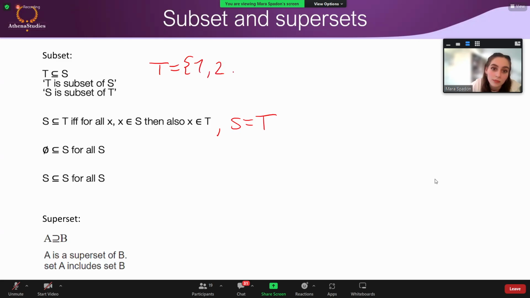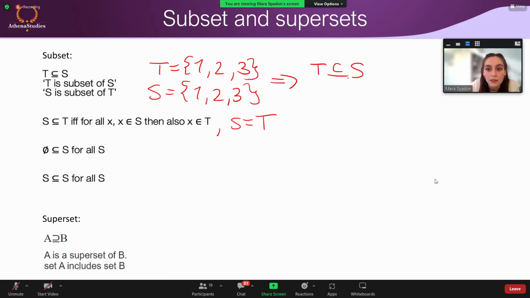If T contains elements 1, 2, 3, and S contains elements 1, 2, 3, then T is a subset of S, and S is a subset of T. And this is the sign for subset. Okay, here the empty set comes back, so you need to know that an empty set is always a subset of any set. So it doesn't matter which set you have, a subset of it is always the empty set.